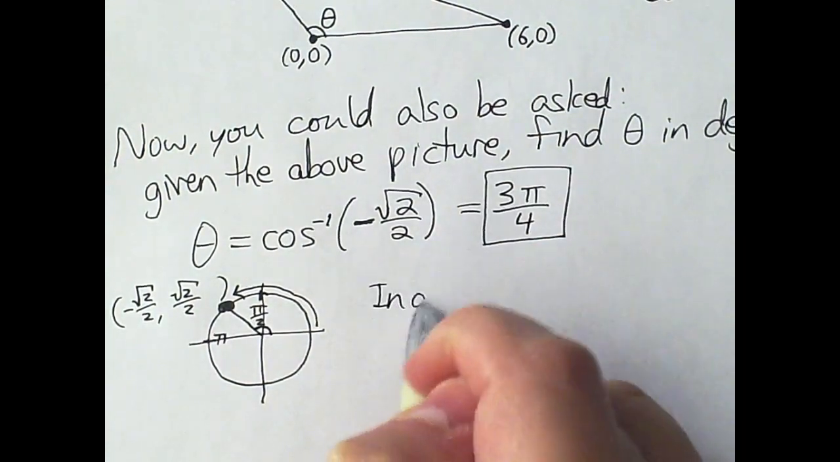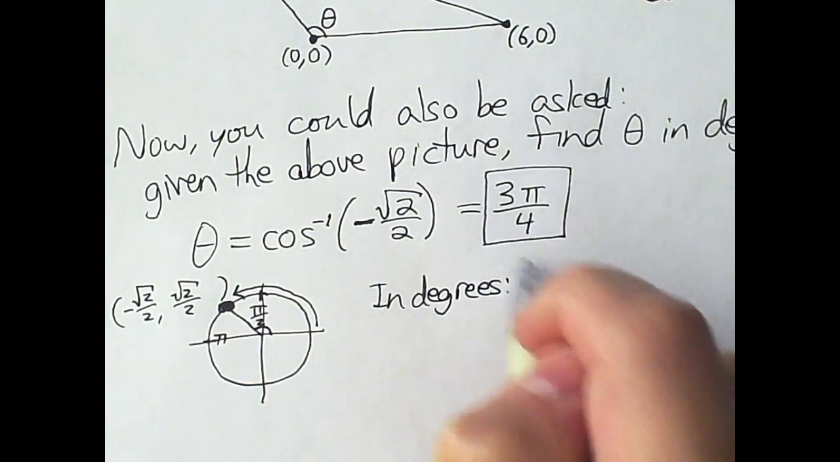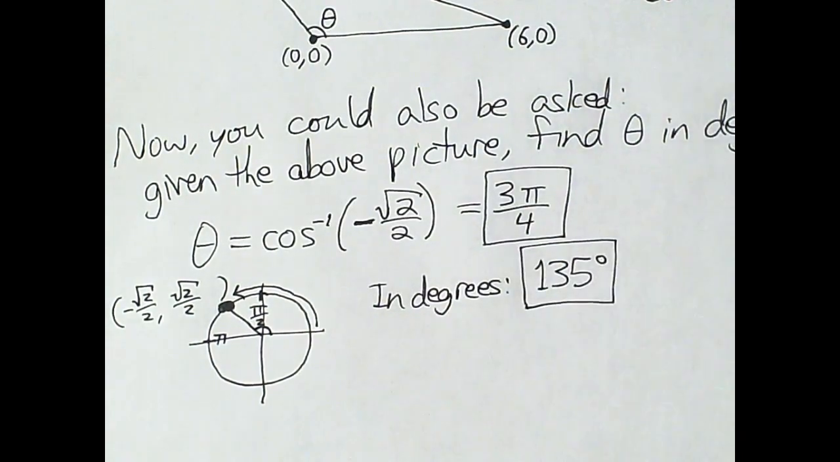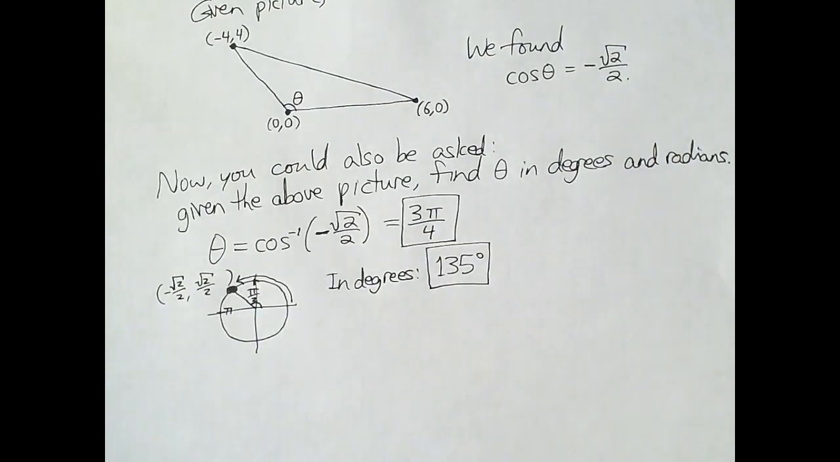And in degrees, you know how to convert between degrees and radians by now. I don't have to show that every time. It's 135 degrees. You could either do the steps to convert it to degrees, multiply it by 180 over pi and simplify, or you might just look at this picture and say, I remember that that's 135 degrees, because 45 more would take me to 180.